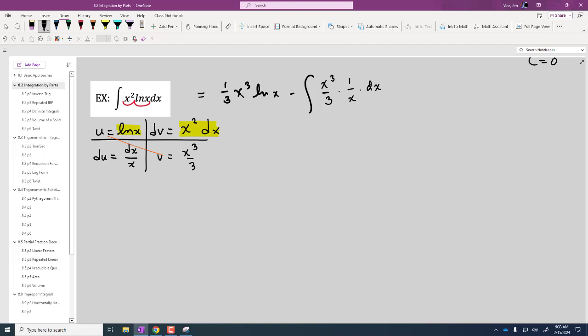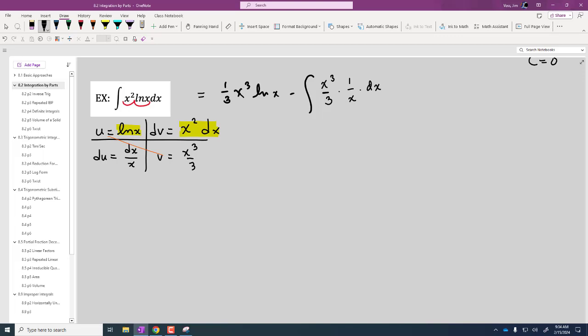Here is where we assess whether we did a decent job of picking the u and the dv. If the integral that we get there isn't easier than the original integral, if it's harder, then we definitely mischose our u and our dv, and we go back to the drawing board and try something else. So this integral is our checkpoint. If that's easier than the original, then we're most likely cruising in the right direction.